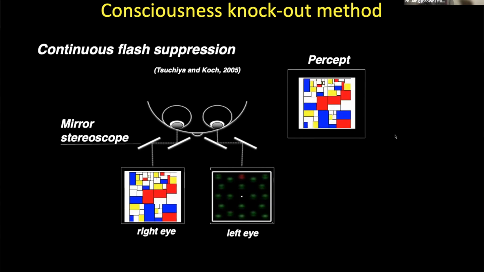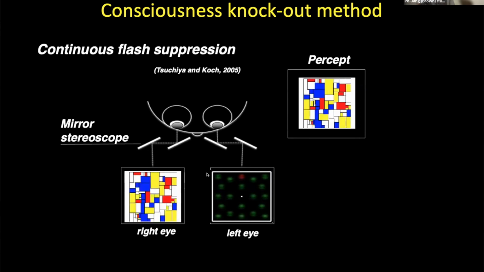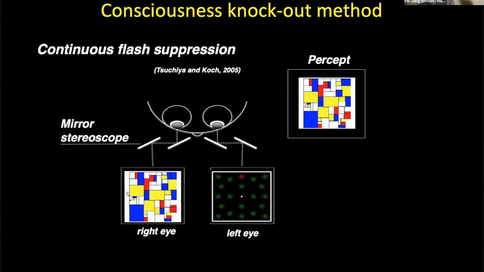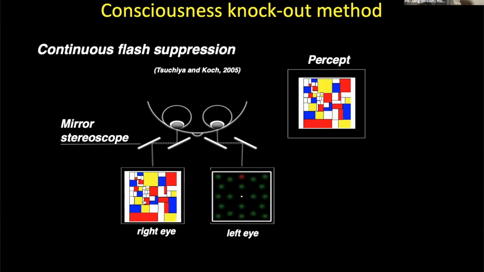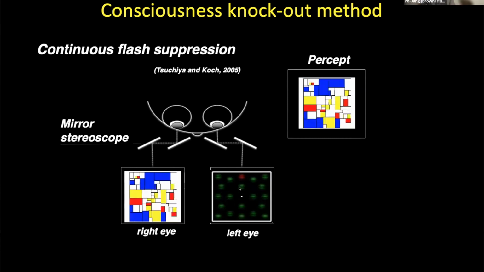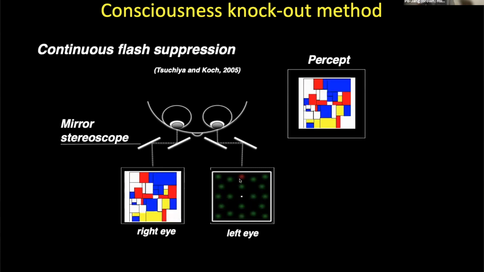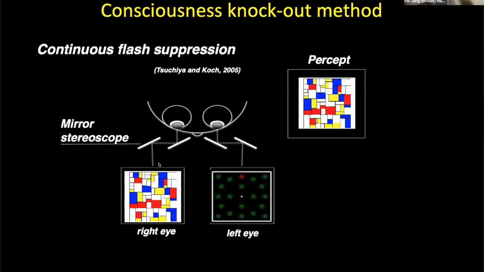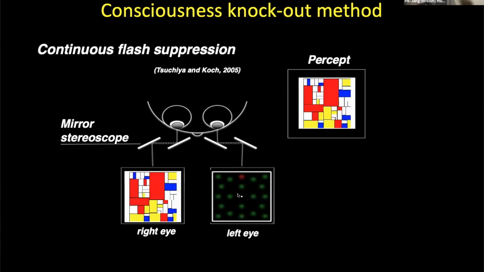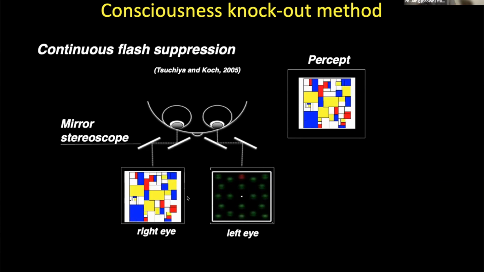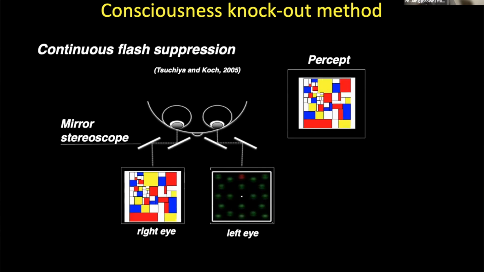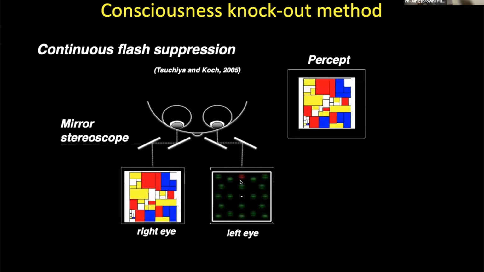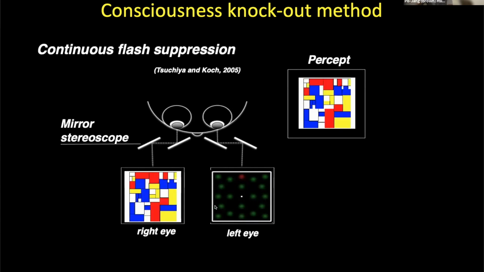If you ask your subject what they perceive in this condition, they'll tell you that these changing colorful squares are the only thing they can perceive. If you ask them whether they perceive any colorful or any red or green dots in the other eye, they'll tell you that they couldn't see it. This kind of continuous flash suppression can last sometimes many seconds and up to minutes. So this is basically the way we knock out people's consciousness about this display.